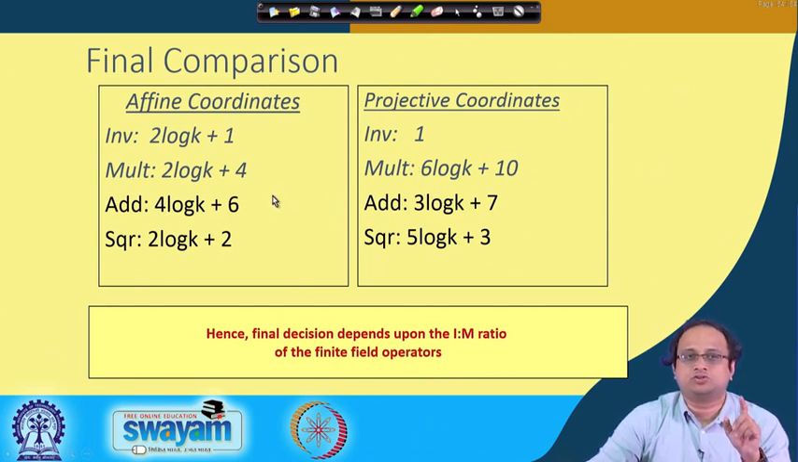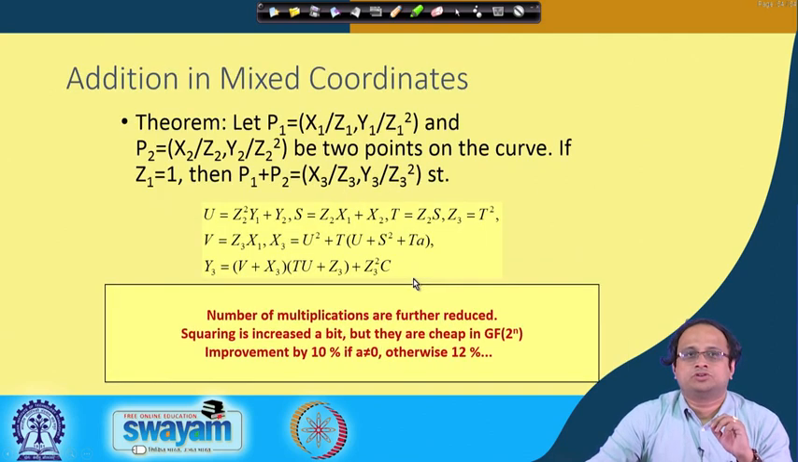But you can also understand that there is a cost. The cost is in terms of multiplications. The multiplications have increased. So therefore, the final decision whether you will go into the projective coordinates will depend upon your I to M ratio, that is the inversion to multiplication ratio. Typically, if it is more than 5, like if it is around 7, then we go into the projective coordinate systems.